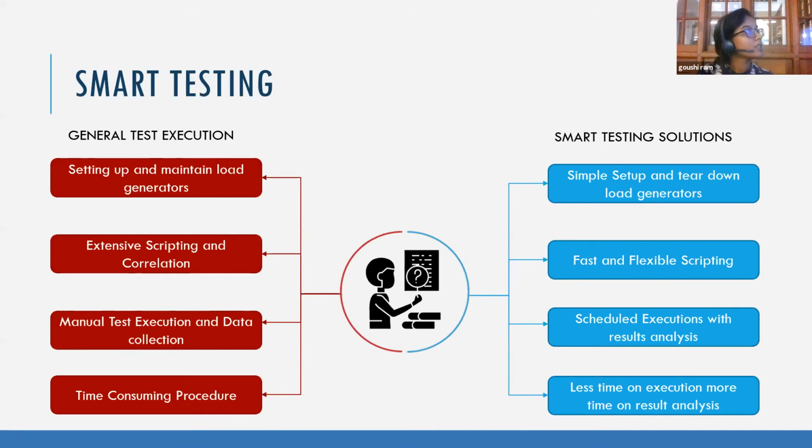The manual test execution and data collection can be replaced by scheduled execution with automatic data collection. For this, we can use cloud performance tools, or JMeter even provides us with an extent of scheduling mechanisms. All of this reduces the time that we spend on setting up, script creation and execution, and gives us more time for the result analysis phase.